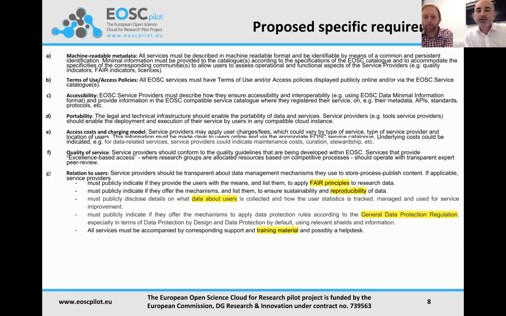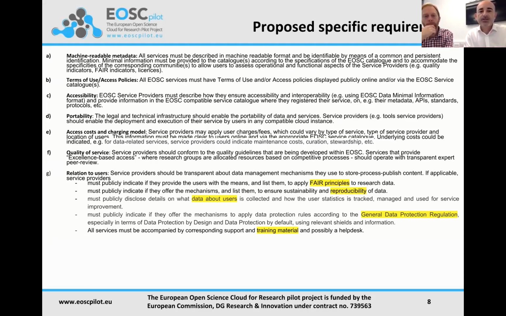The EOSC service providers must describe how they ensure accessibility and interoperability and provide information in the EOSC compatible service catalog where they registered their service. For example, on their metadata, APIs, and protocols. The fourth specification is the portability. We propose that the legal and technical infrastructure should enable the portability of data and services. Service providers, for example, for a tool service provider, should enable the deployment and execution of their service by users in any compatible cloud instance.